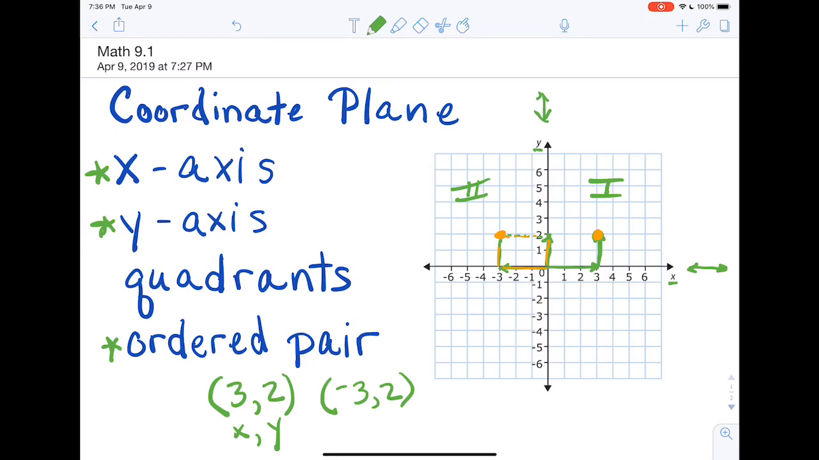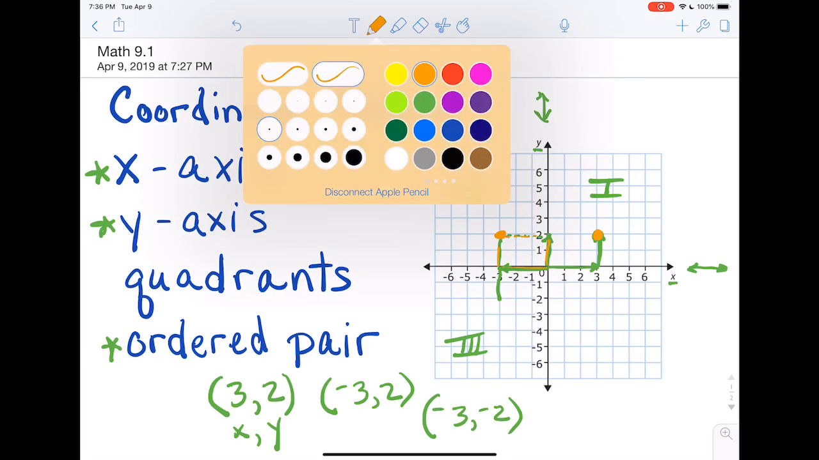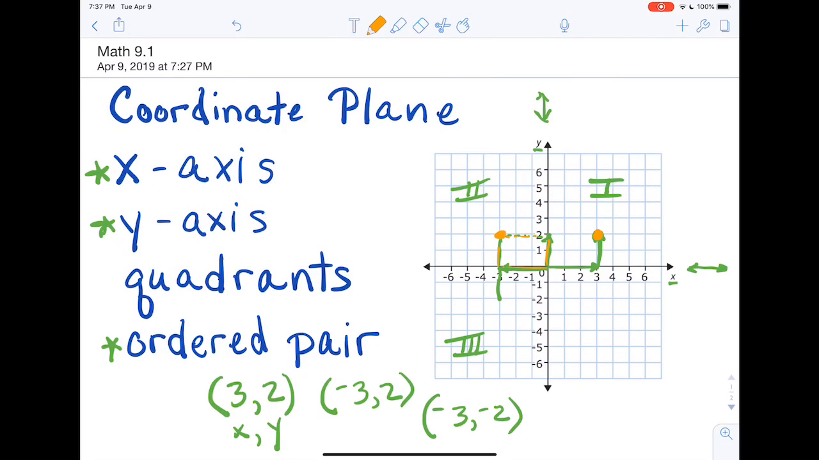The third quadrant is down here. So let's say we make both of these numbers negative. Negative 3, negative 2. Let's find out what happens. So I'm going to go over 3, and now I'm going to go to the y. I'm going to go down 2 because it's a negative 2. Oh, there I am. Over 3 to the negative and down 2 to the negative puts you right here.